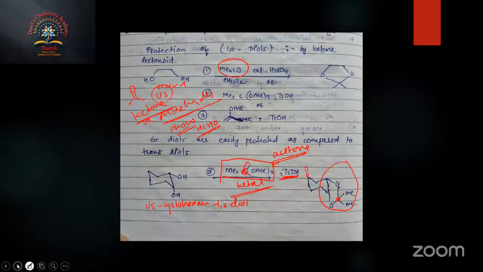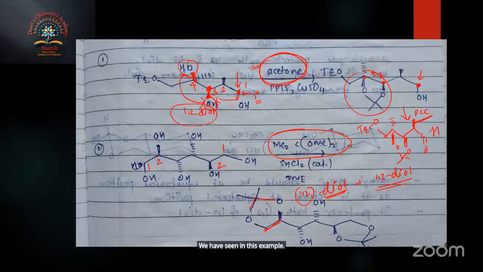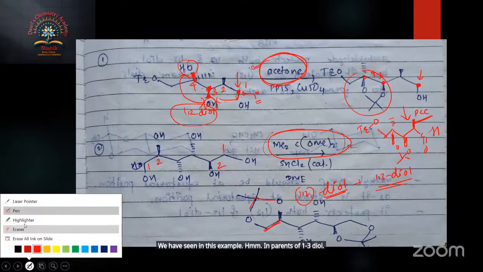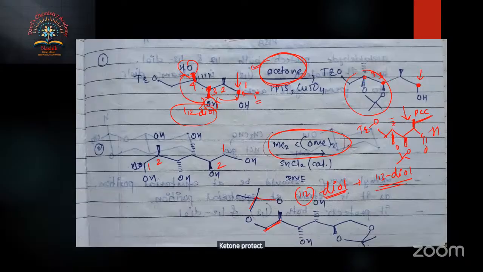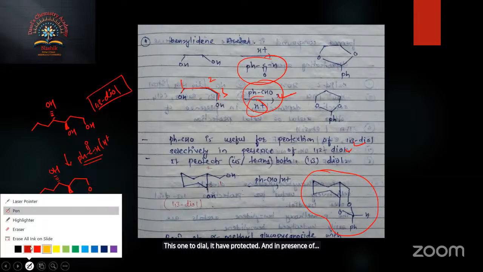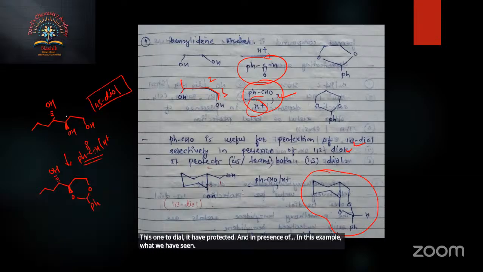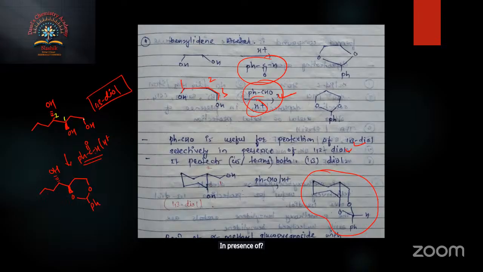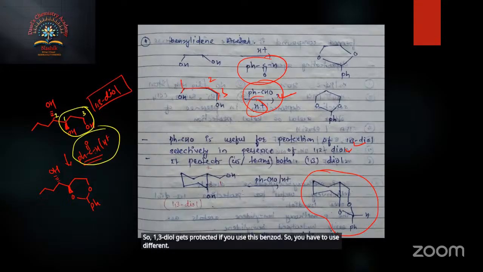We have seen in this example, in the presence of 1,3-diol, a ketone protects what? It protects the 1,2-diol. This 1,2-diol it has protected. And in this example, what we have seen, in the presence of 1,2 as well as 1,3-diol, the 1,3-diol gets protected if you use benzaldehyde. So you have to use a different strategy for protecting purpose.